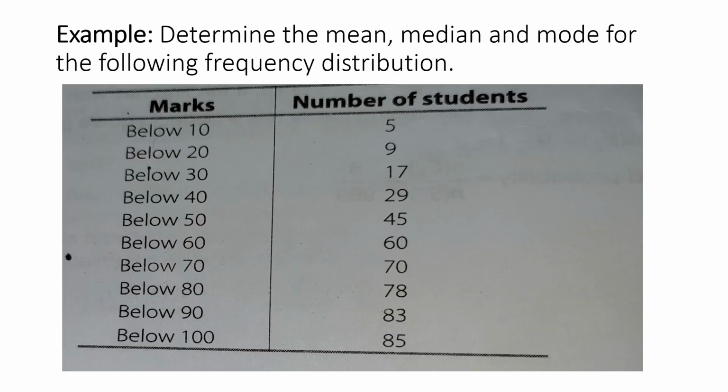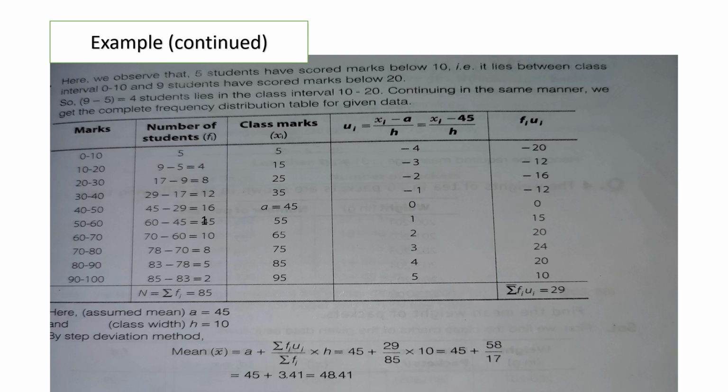Next example. For the given frequency distribution, you have to determine the mean, median and mode. Here marks and number of students are given, but marks below 10, 5 students, below 20, 9 students, and so on it is given. That means actually here the cumulative frequency of less than type is given. From that we will find the frequency of each class. Here we can see that 5 students have scored marks below 10. That means it lies in the class interval 0 to 10.